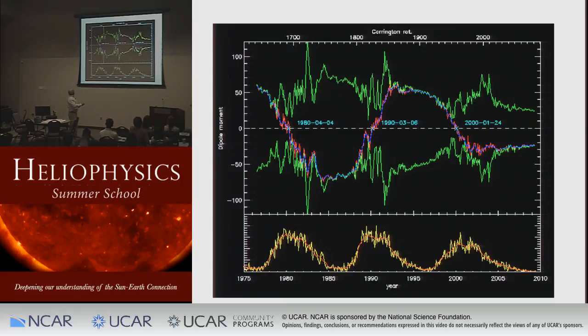But this one is going to go positive to positive again to negative over, this is 1975 up to 2010 when I made this. The green is the magnitude of this dipole moment.